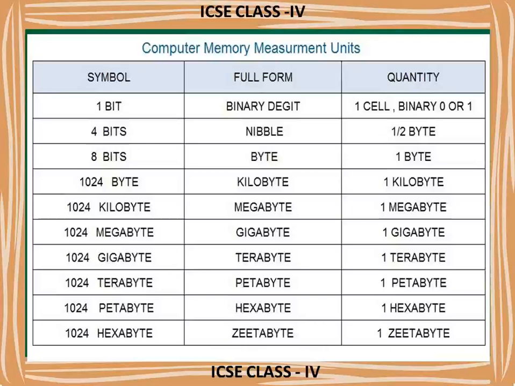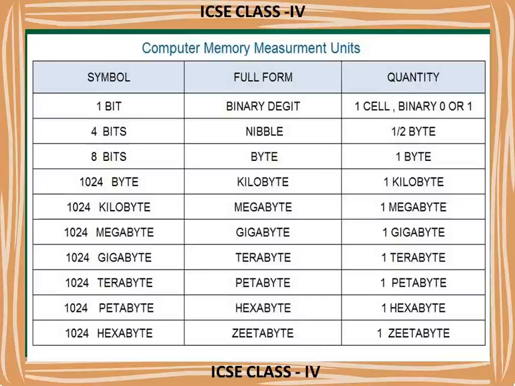1024 bytes is equal to 1 kilobyte, 1 KB. 1024 kilobytes is equal to 1 MB, 1 megabyte. 1024 MB is equal to 1 gigabyte, 1 GB. You usually say 1 GB memory card, 2 GB memory card, 32 GB storage capacity in a mobile, 16 GB storage capacity. So now 1 GB means 1024 MB.